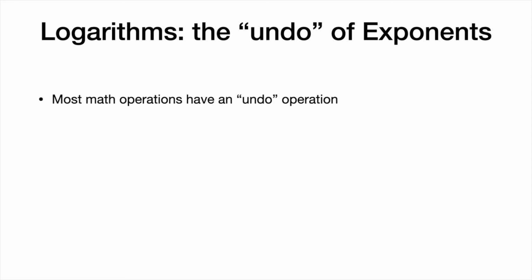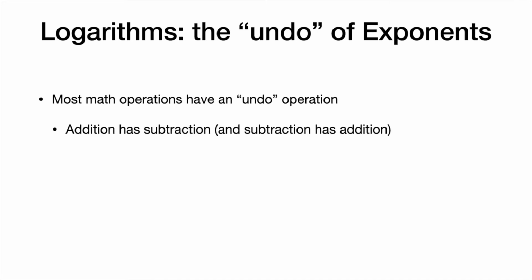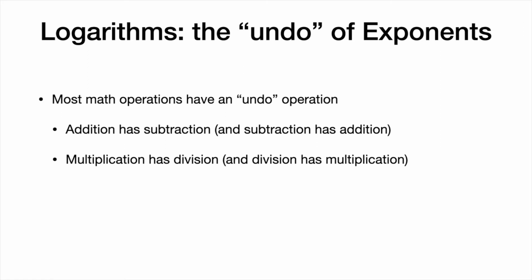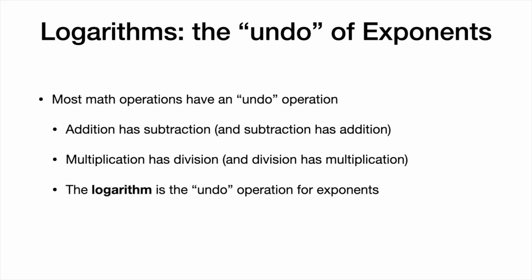Most math operations have an undo operation. Addition has subtraction as its undo operation, and subtraction has addition as its undo operation. Multiplication has division as its undo operation, and division has multiplication as its undo operation. Along with these, the logarithm is the undo operation for exponents.